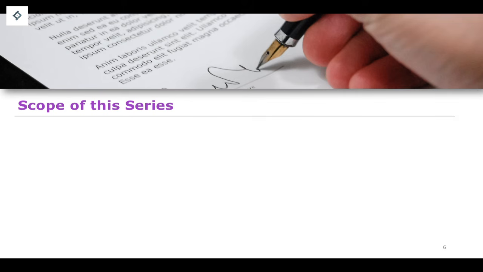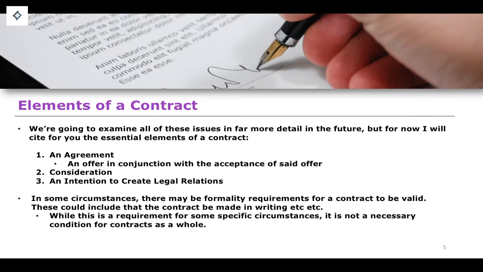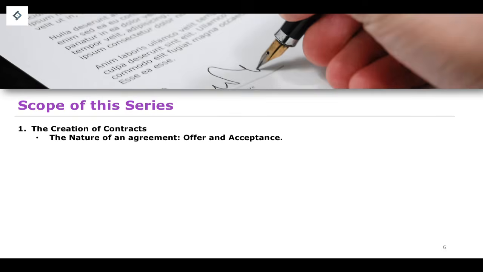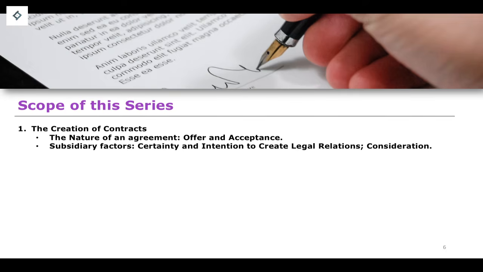So, given that, let's look at the scope of this series of lessons. What are we actually going to cover, and in what order are we going to cover it? We're going to begin, as you might expect, by talking about the creation of a contract, talking about all of these elements that we see here and what they actually mean, what they actually require, and how people have interpreted them over the years. So we will talk about the nature of an agreement, we will talk about the idea of the offer versus the acceptance, and then we will talk about the subsidiary factors.